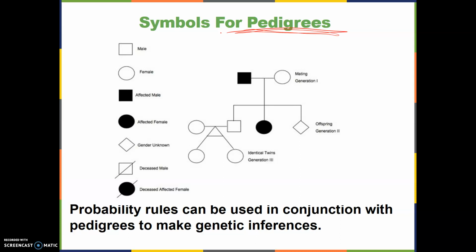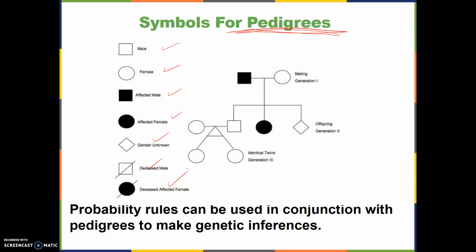So in a pedigree, a male is a square and a female is a circle. If the male is affected with the trait that we're studying, then we shade in his square. An affected female is a shaded circle. When we don't know the gender, this one's new to me actually, I've never used gender unknown, but that's a diamond shape. And if the male or the female is deceased, we put a diagonal line through. And if you have an affected female who is deceased, you put a diagonal line through it.